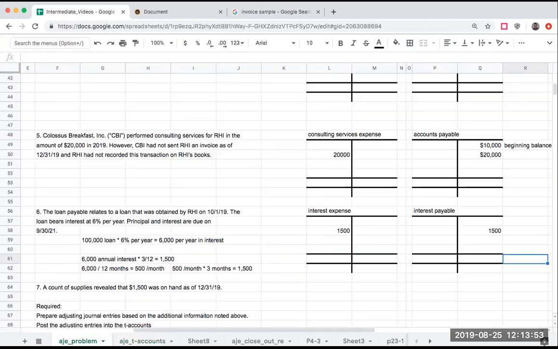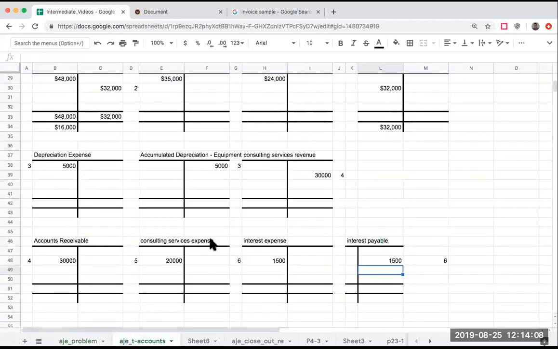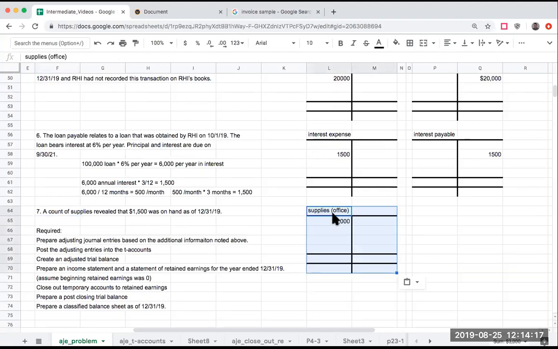The next thing I'm going to go through and do is it says over here, a count of the office supplies revealed that $1,500 was on hand as of December 31st, 2019. So what do I need to do here? Well, let's take a look at office supplies. For my office supplies right here, it tells me that you started out with 3,000 and then we ended up with $1,500 because this is what the count revealed. We only had $1,500. Our office supply is an asset until our employees take them. So right over here, we have somewhat of an issue.